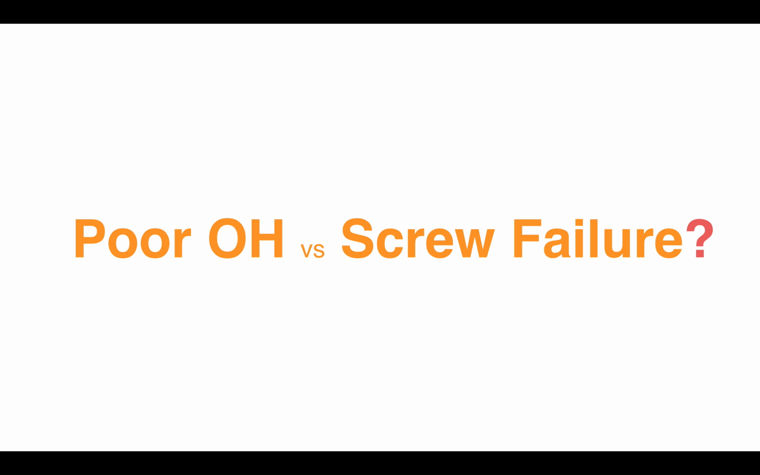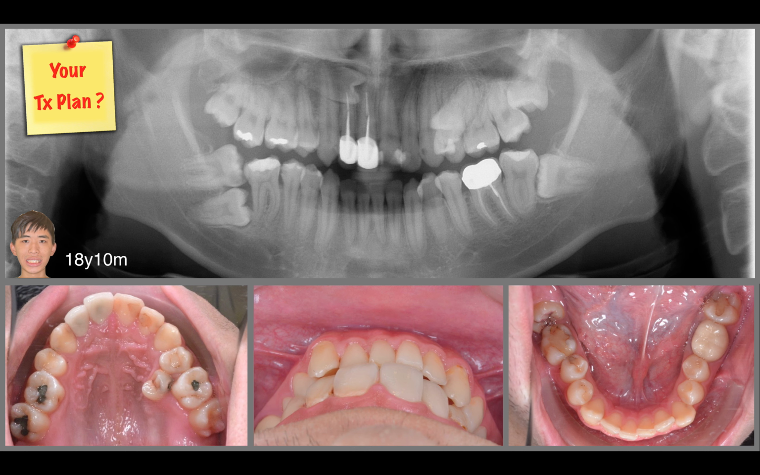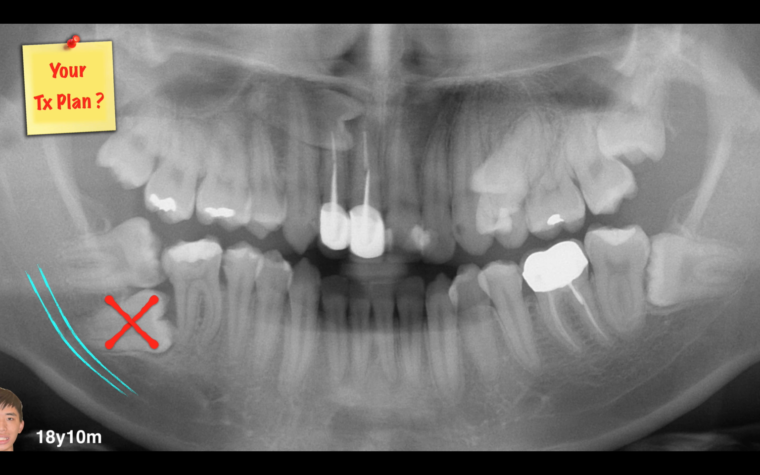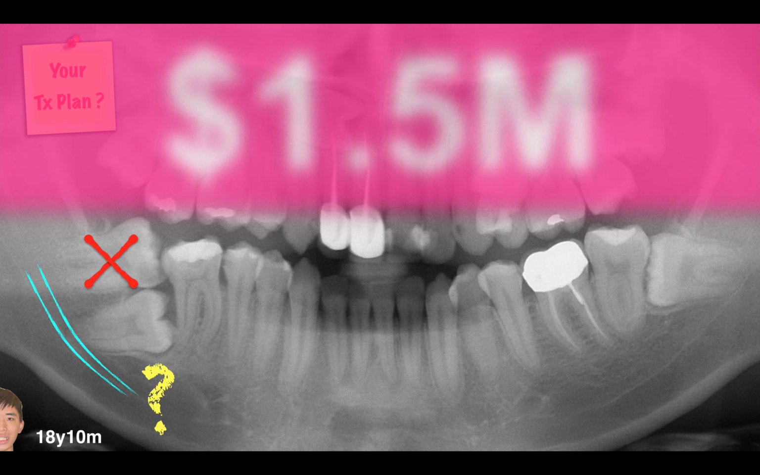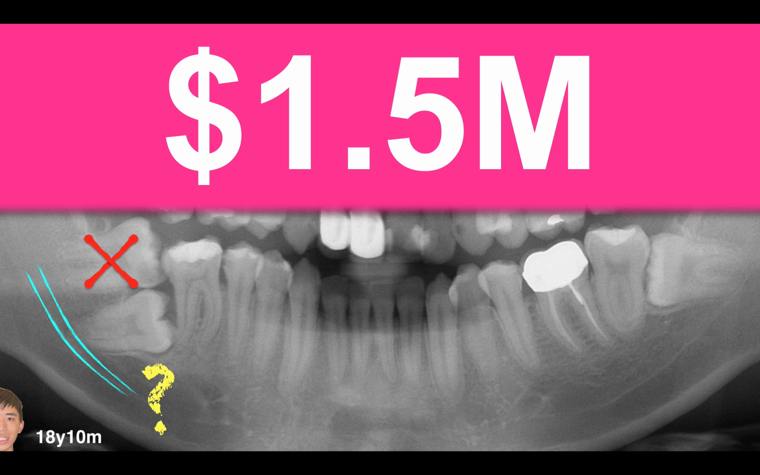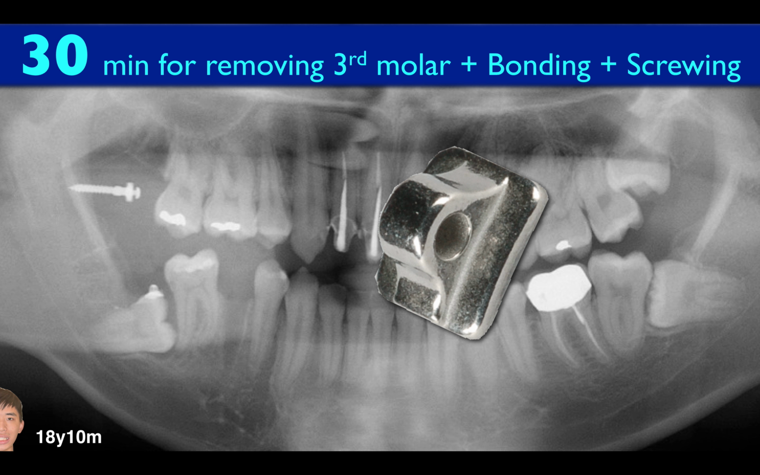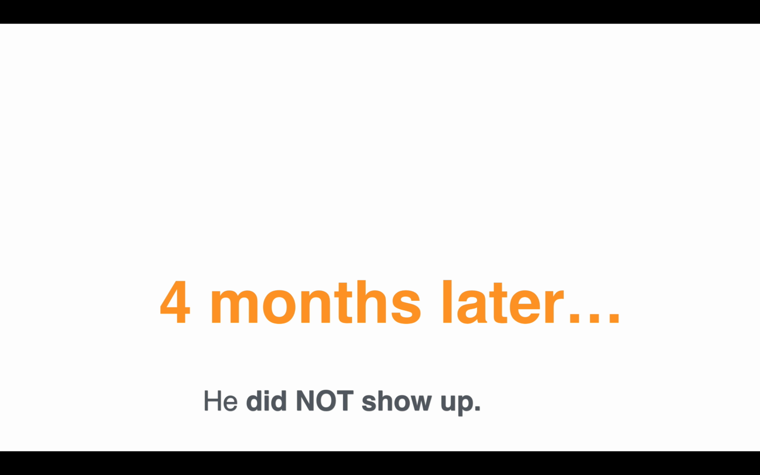What if you have poor oral hygiene? For example, in this case, what would you do? Instead of taking the second molar, we're going to take out the third molar and upright it. And remember, we don't want to lose $1.5 million because we want to keep our profit in our pocket. Within 30 minutes, I'll be able to remove the third molar, remove the second premolar, bond the attachment, and put in the Ramus screw.